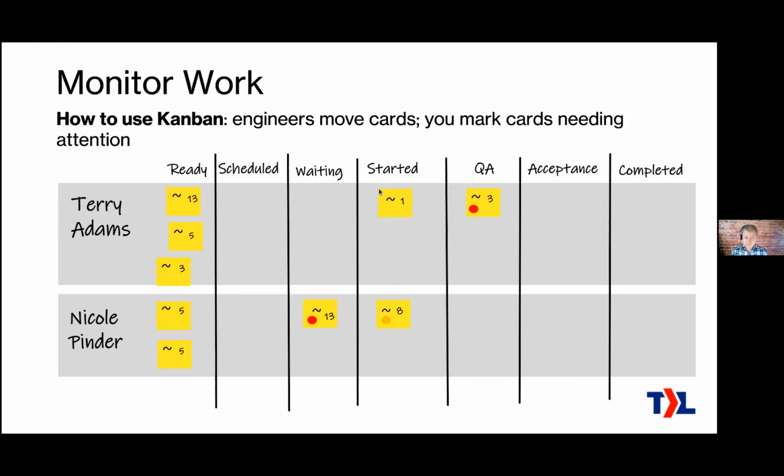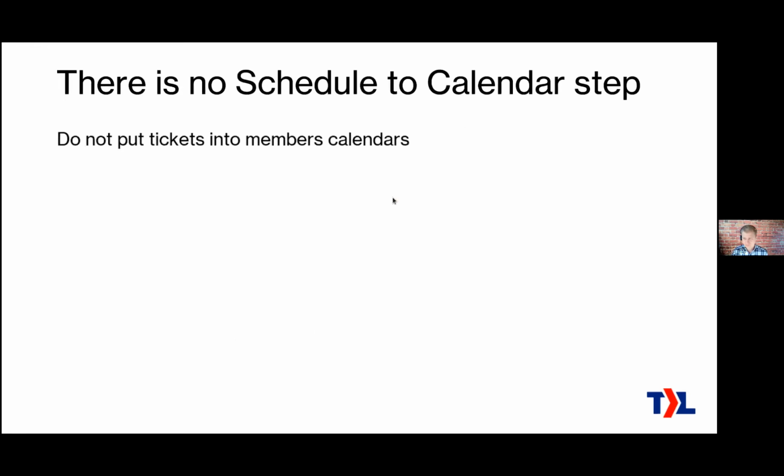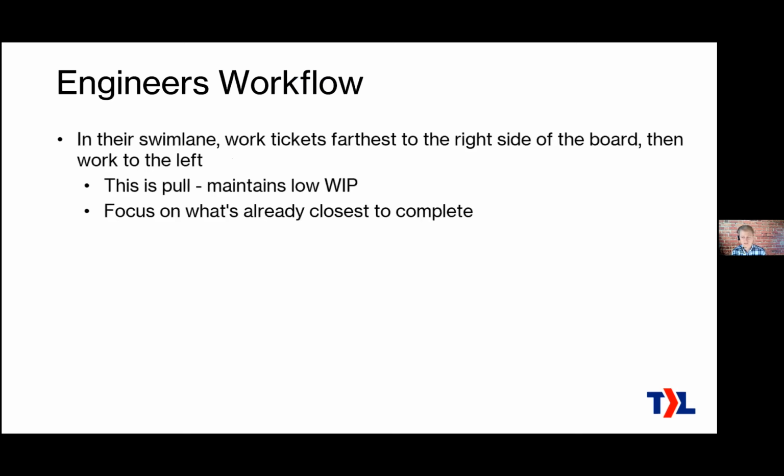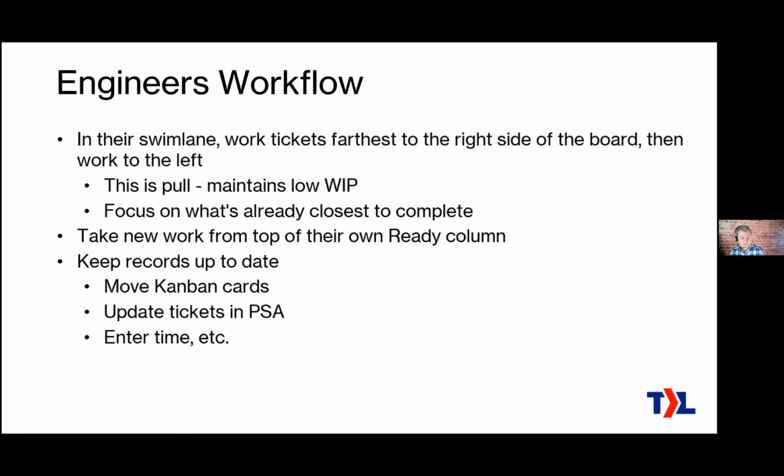We want to minimize this, but maybe from time to time it happens that they have 3 or 4 or 5 things that they've started but haven't finished yet. Well, then when they finish something, they put it over to completed. They still go right to left, and they still focus on whatever they already started. They don't go over to ready and just pick something new off. They make sure that they've finished everything that's in started, so that they're actually regularly delivering finished things to the customer. And then they take what's on the top of their own ready column, and keep records up to date. They drag the tickets on the Kanban board, enter the time, and so on, all the regular things.